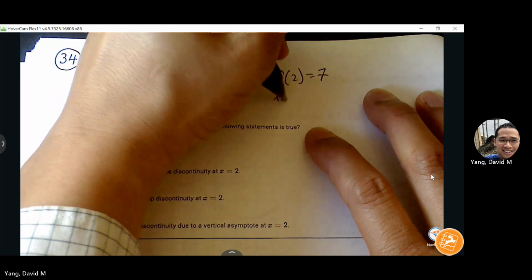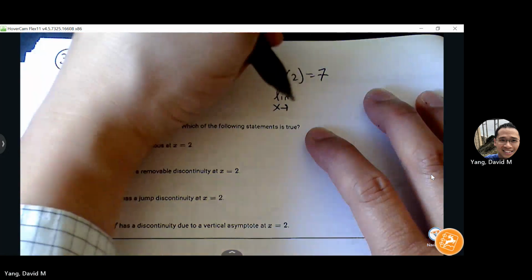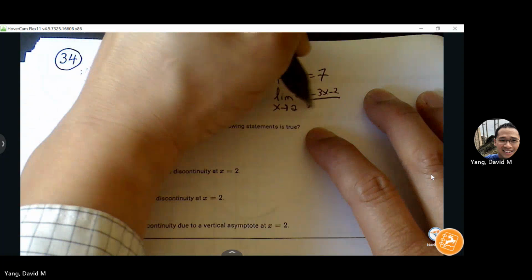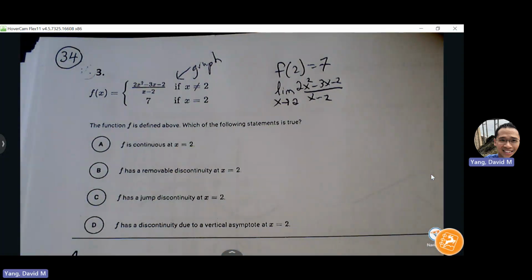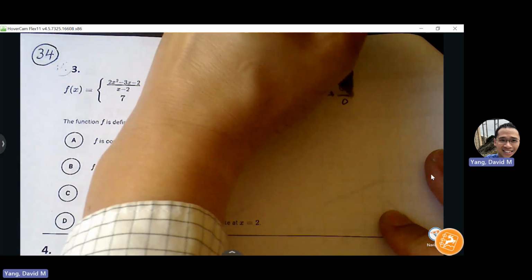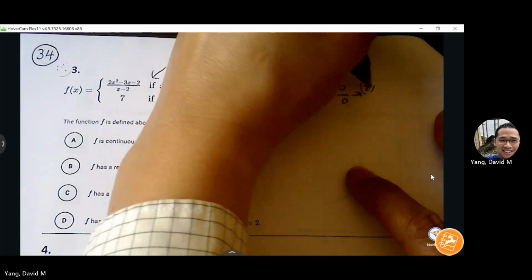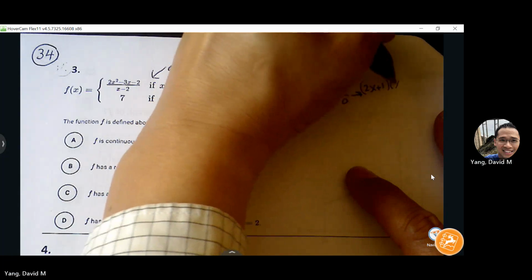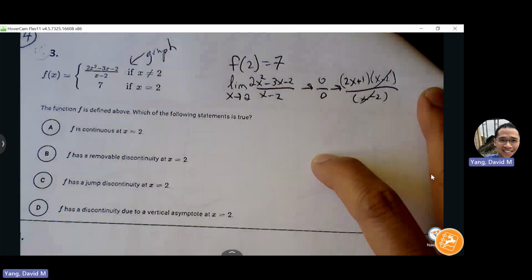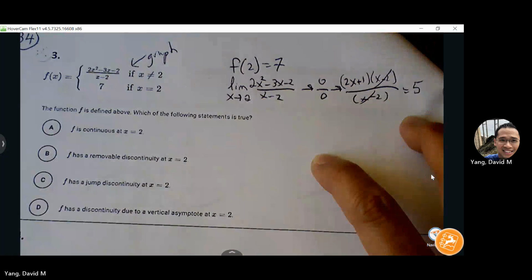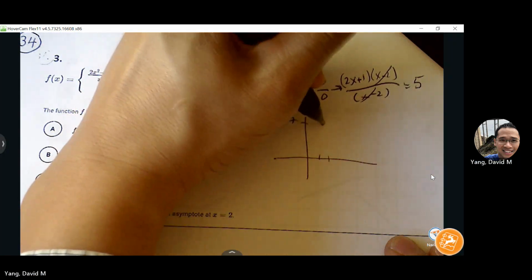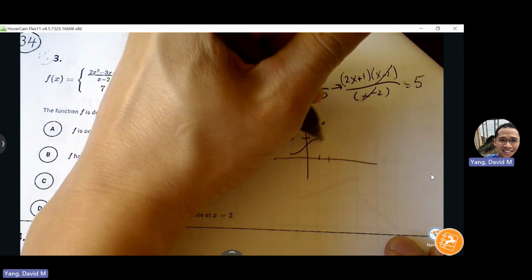If you try to evaluate it, you'll get 0 over 0, which you can do L'Hopital's rule, or you can factor. Either way, you'll get the same answer. You'll get 5. So this tells us that the ordered pair is at (2, 7), but the limit is at 5. So the graph may look something like this.